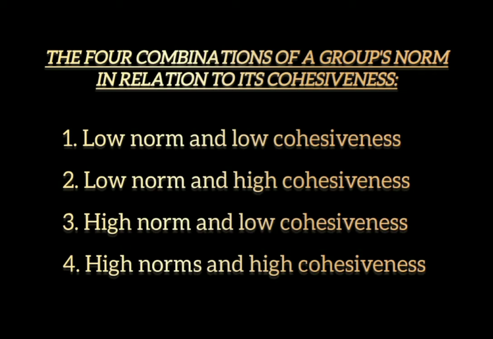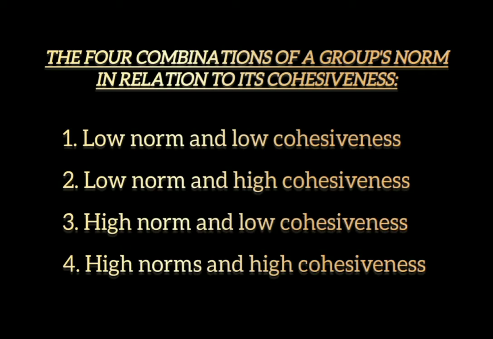So Mayo developed a matrix to illustrate the likelihood that a given team would be successful. The following are the four: Number 1, low norm and low cohesiveness. Number 2, low norm and high cohesiveness. Number 3, high norm and low cohesiveness. Number 4, high norms and high cohesiveness. So 1, low norm and low cohesiveness. This group is ineffective and has a minimal impact since none of the members are motivated to excel.